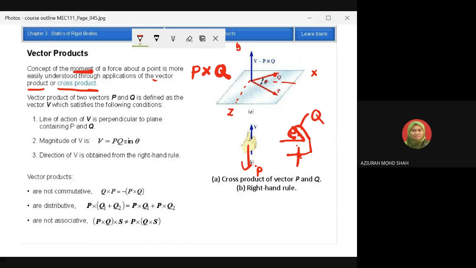You tak faham arah Q tu macam mana? Arah Q tu yang you tak faham tu. Yang tangan tu dia involve P dengan V kan? P dengan Q.